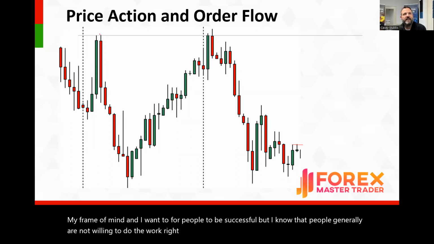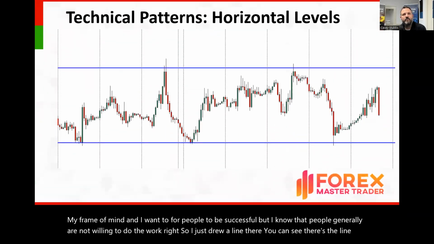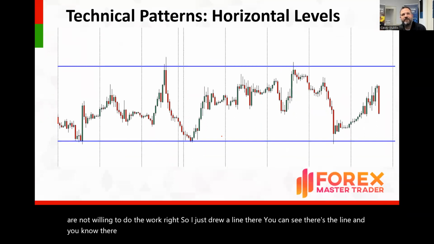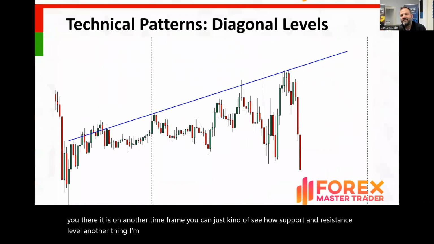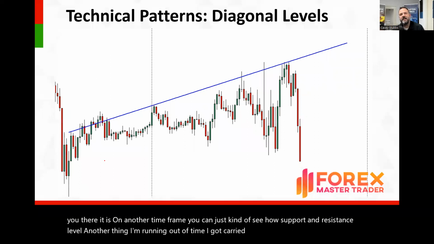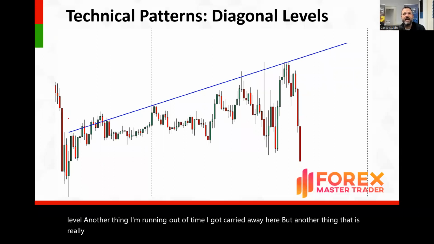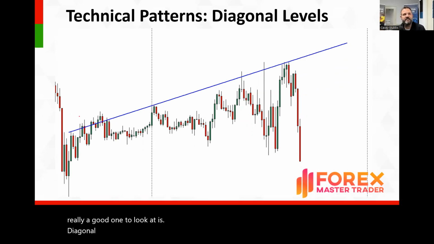So I just drew a line there. You can see there's the line, and there it is on another time frame. You can just kind of see how support and resistance level. Another thing, I'm running out of time. I got carried away here, but another thing that is really a good one to look at is diagonal levels. Okay, I love these levels because a lot of breakout traders don't see these.